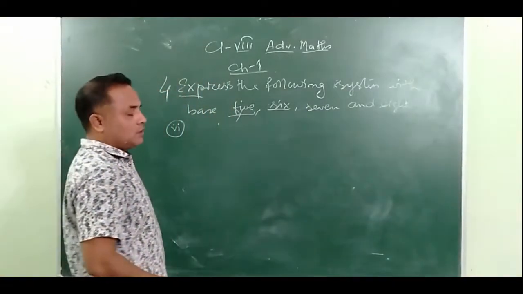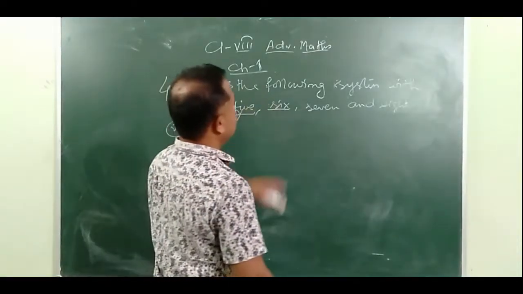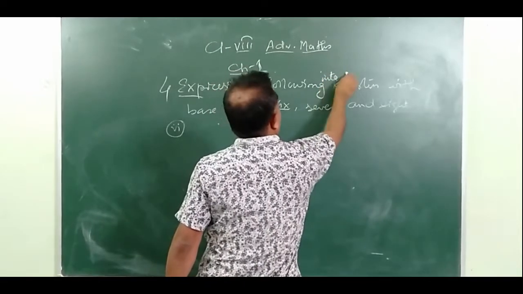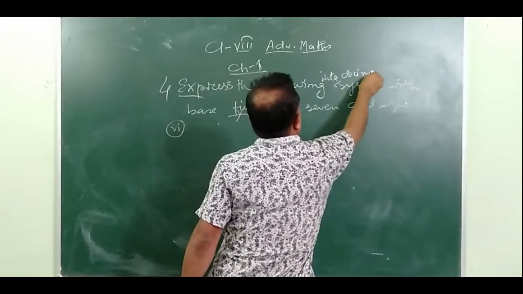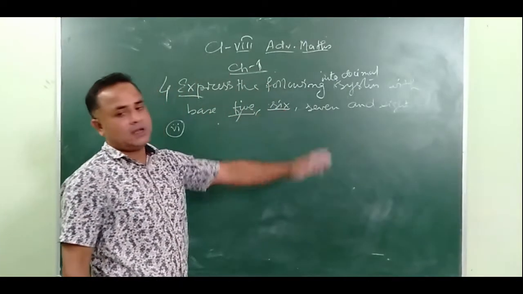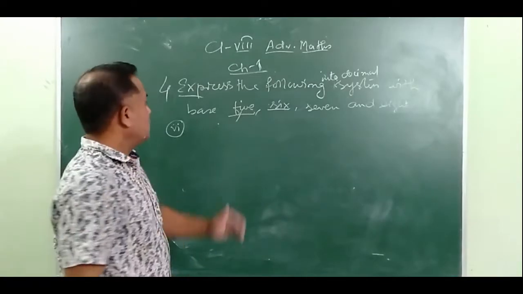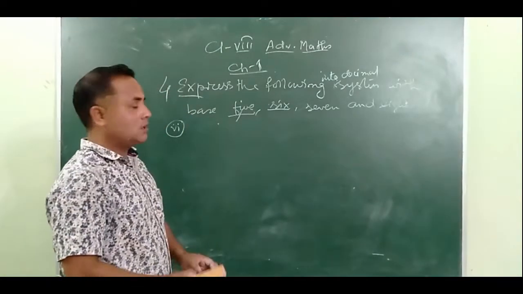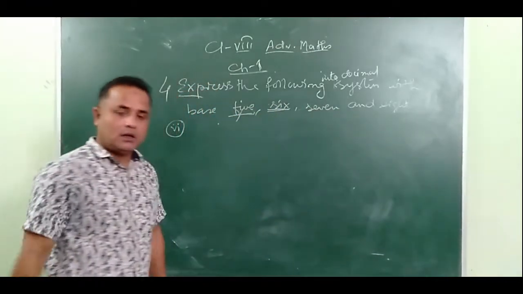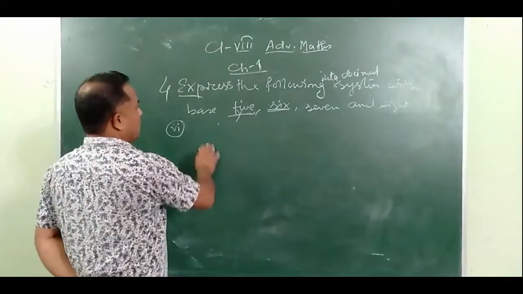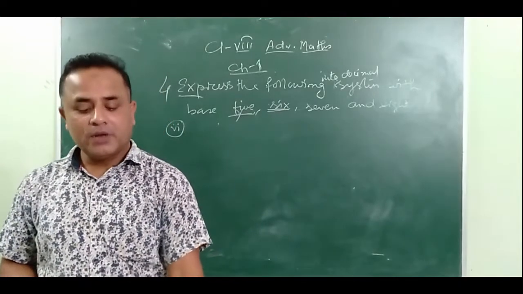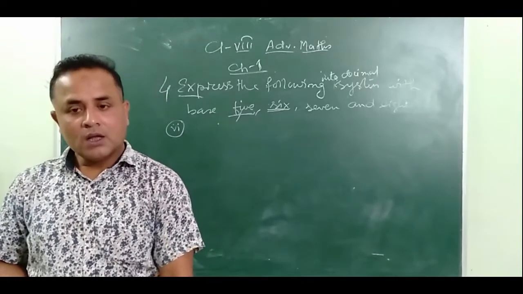Again I will repeat. Express the following into the decimal system with base 5, 6, 7 and 8. It is question number 3. Here 4 bases are given: 5, 6, 7 and 8. You are to find out the bases of these values. That is 27.